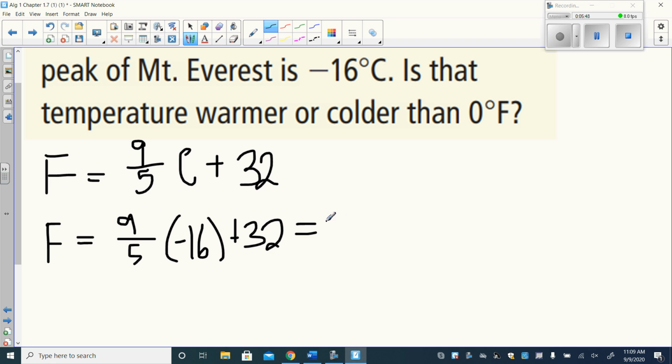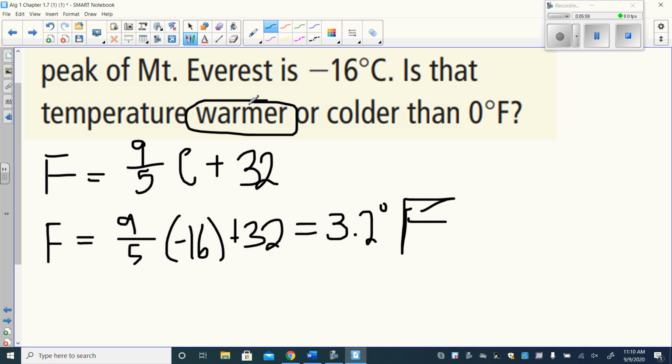And if we plug this all in, we get 3.2 degrees Fahrenheit. So this here would be what? Warmer. It's warmer than 0 degrees Fahrenheit. So 0 degrees Fahrenheit, so negative 16 degrees Celsius is warmer than 0 degrees Fahrenheit because it has a higher temperature than 0 when we plug it in and convert it back over from Celsius to Fahrenheit. And that's all we have to do for this one here.